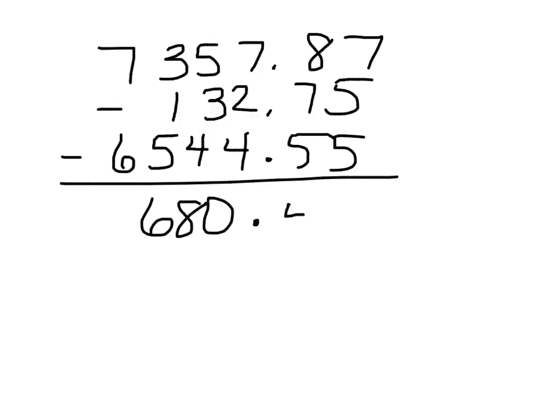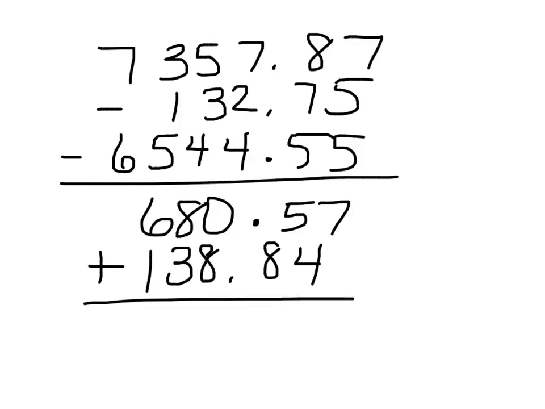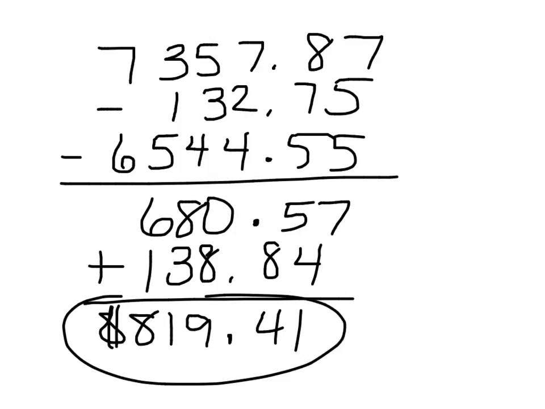$680.57? Yeah, thanks, Francis. All right, that's how much money is in your account now. Now it goes on to say that you put in a deposit of $138.84. Remember, deposit is an adding, transfer or check is subtraction. So how much money is there now? 819.41. Yeah. Right? Good.